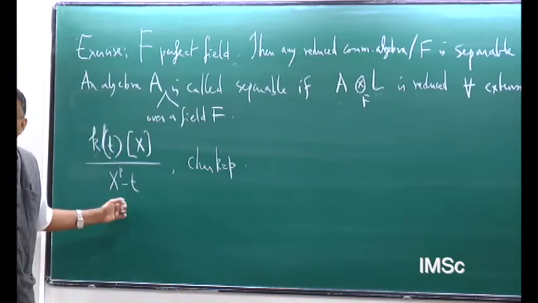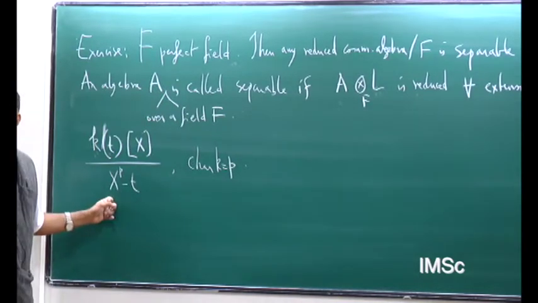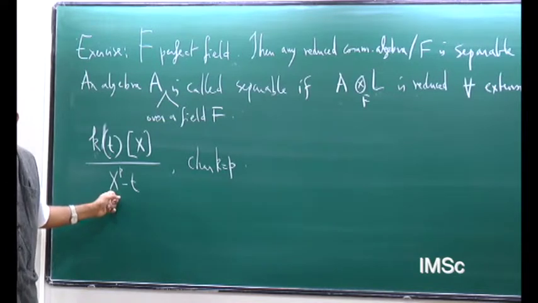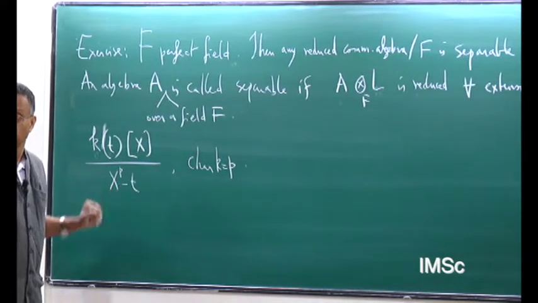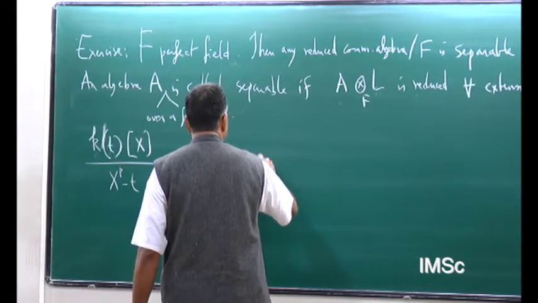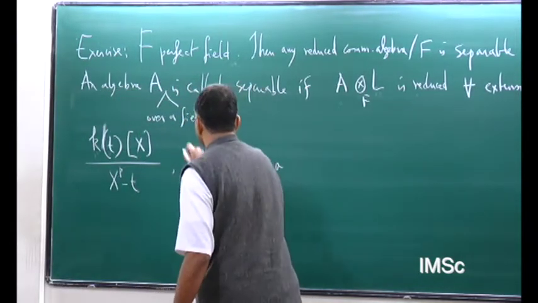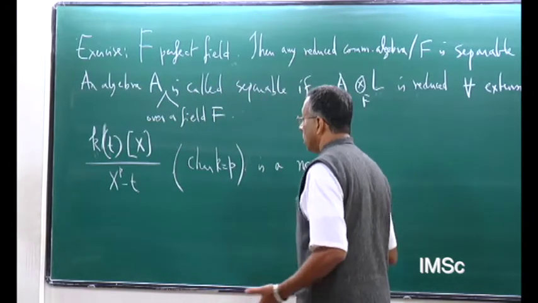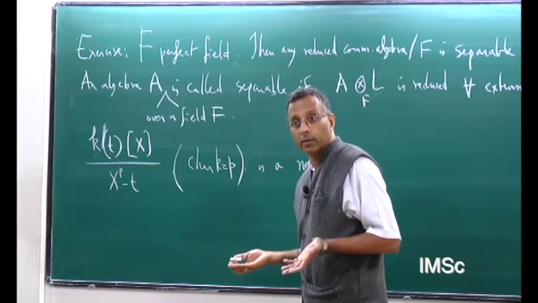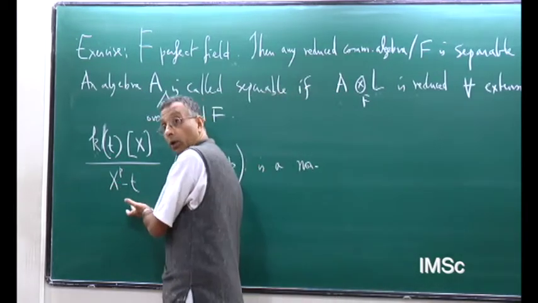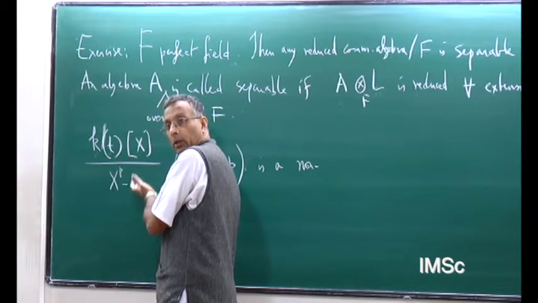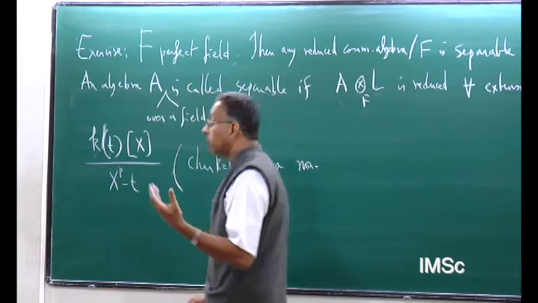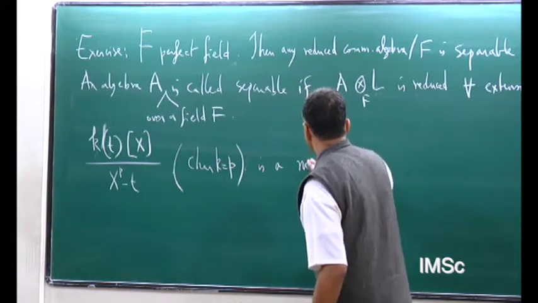You can see that also by the derivative test: if I take the derivative of this, it becomes 0, because we are in characteristic p. So it's a reduced algebra, it's even a domain, because this is an irreducible polynomial. But it is a non separable algebra.